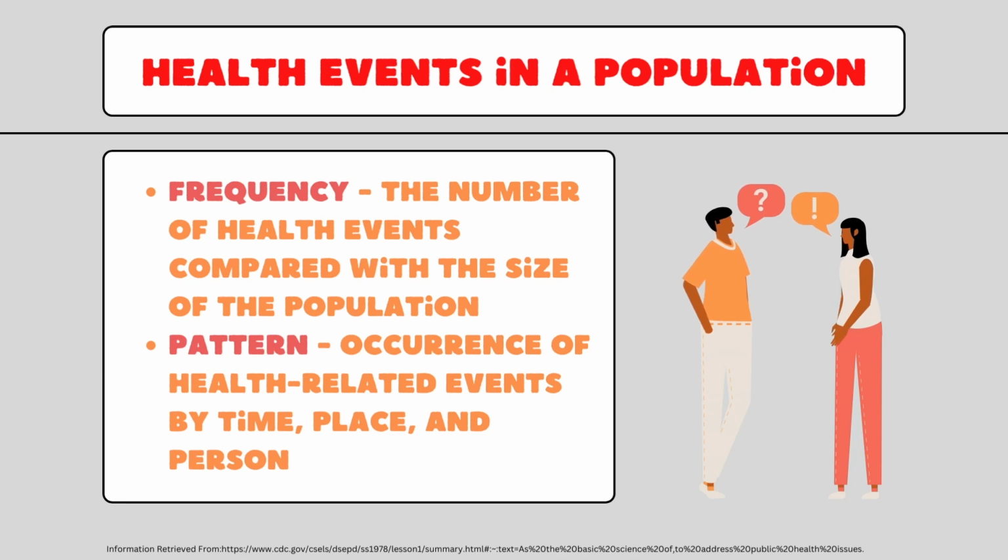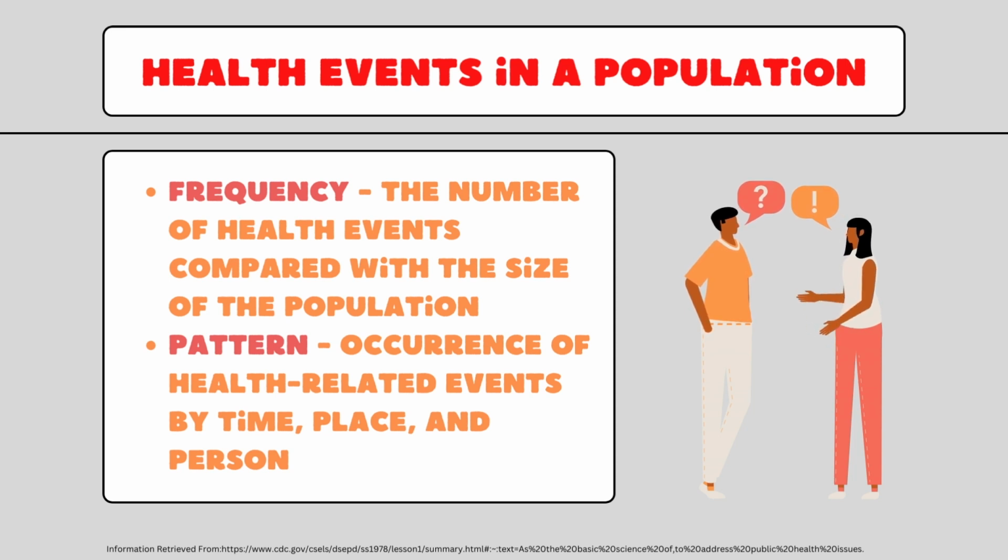So now that we know what frequency is, let's look at pattern. So pattern is defined as the occurrence of health-related events by time, place, and person. This occurrence can be very broad. It could be yearly, based on certain seasons, weekly, daily, anything of that nature.